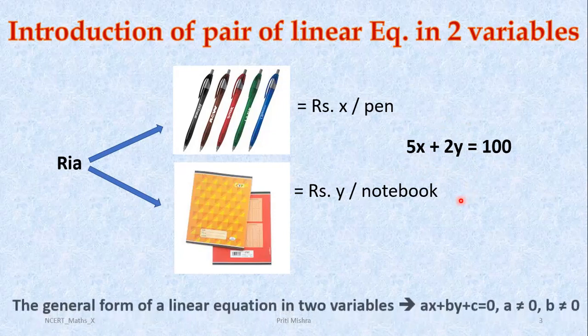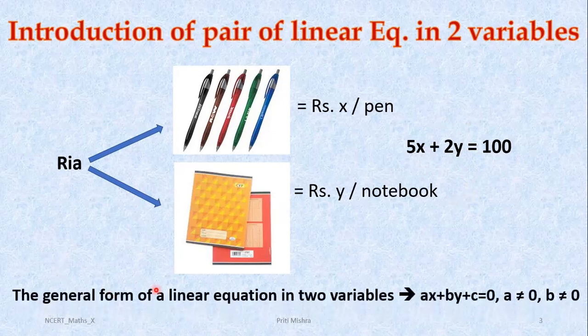Just like this, we can have a general form of a linear equation in two variables, which is ax plus by plus c is equals to 0. And here a can't be equal to 0 and b can't be equal to 0, because if a is equals to 0 and b is equals to 0, then this equation will take form like c is equals to 0, which is not possible at all, because any constant can never be equal to 0. So this is a linear equation we are having in two variables.